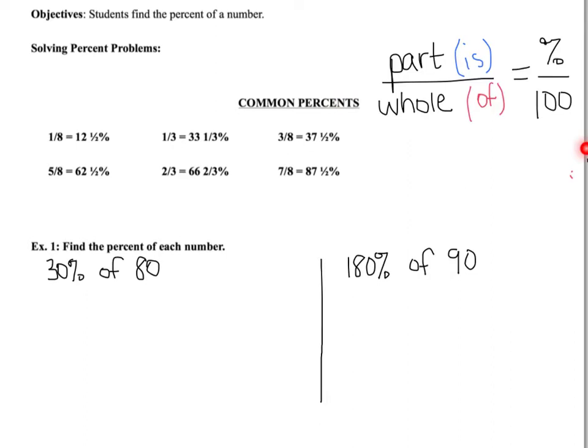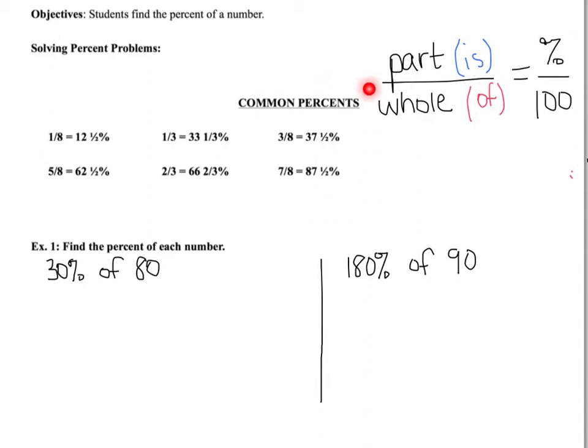And now it's also important to realize that is over of represents your part over your whole. The part represents the numerator and the whole is in your denominator. And percent is always over 100 because if we think back to the meaning of percent, it means out of 100.